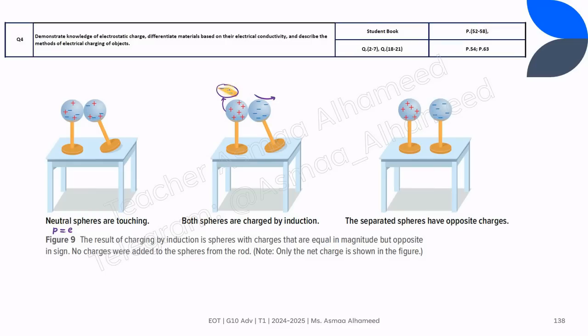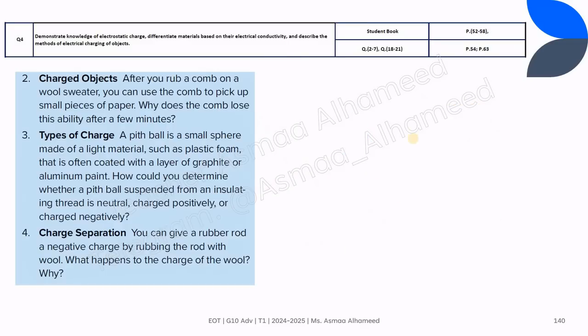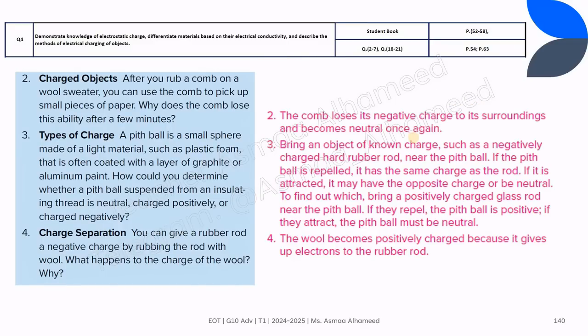Now keep this rod closer by and then separate both spheres. Now you have one which is fully negative and one which is fully positive. Here we have grounding. How do you ground the electroscope? Basically, you just need to touch it with your finger, or you connect it to the ground. We already answered these questions in part 1. I'll leave the answer for you.